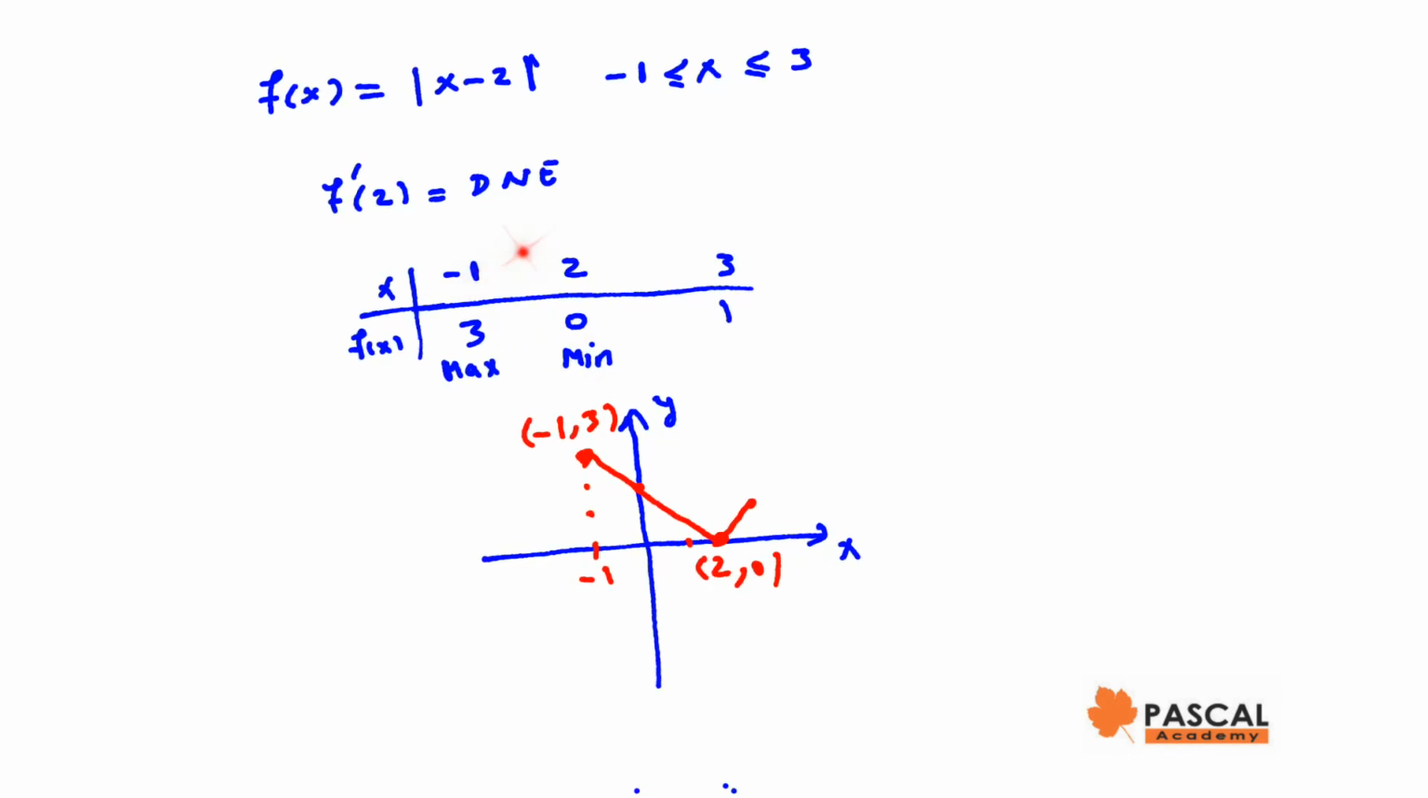The value of the function at endpoints are 3 and 1. At negative 1 it is 3, at 3 is 1. Therefore, maximum occurs at endpoint, negative 1 and 3 on the left side. And minimum occurs at the critical point, 2 and 0.